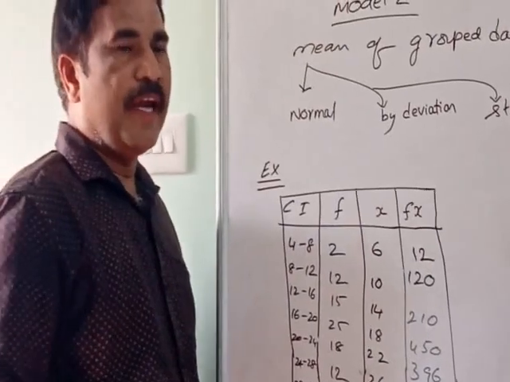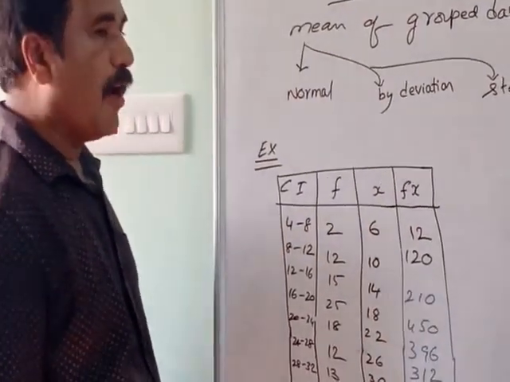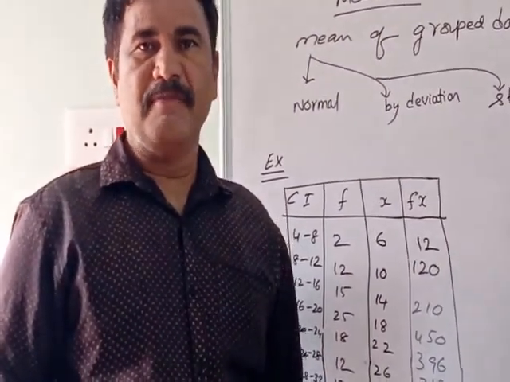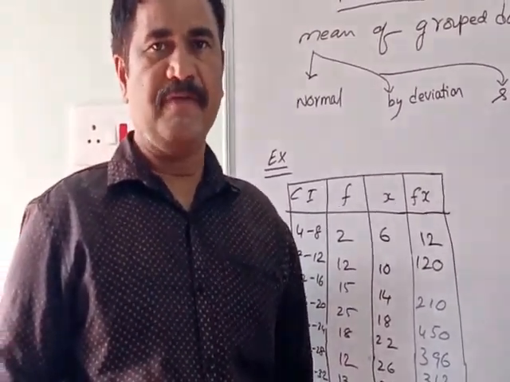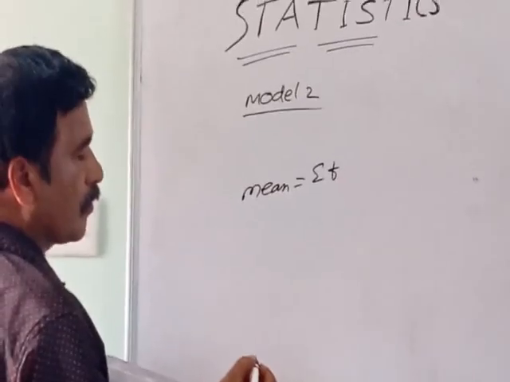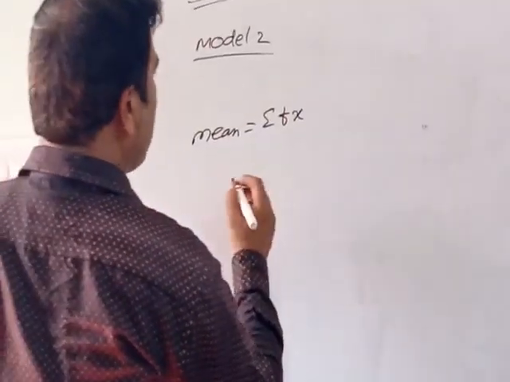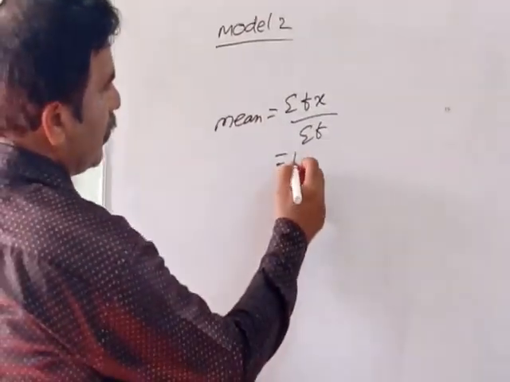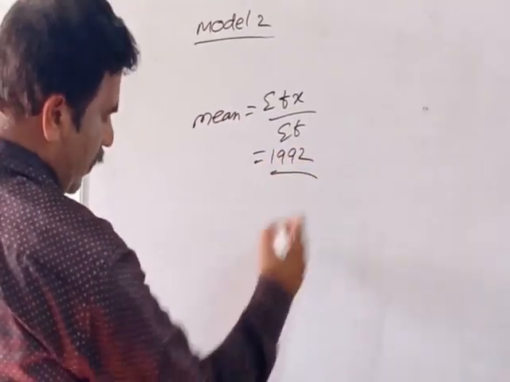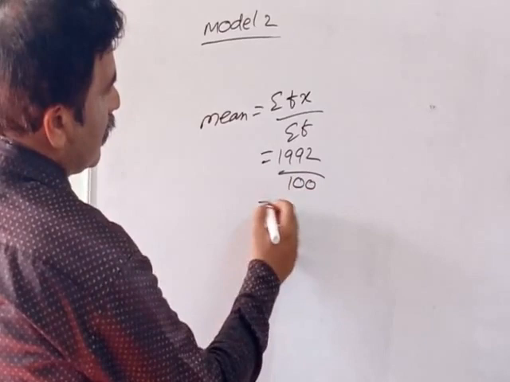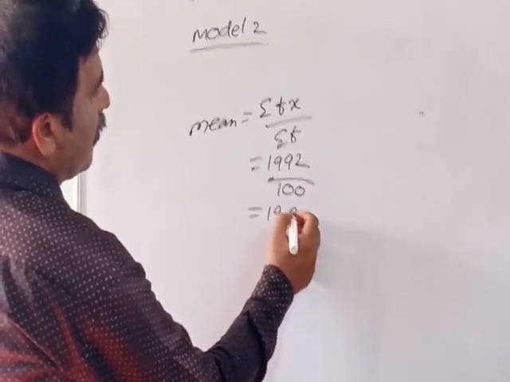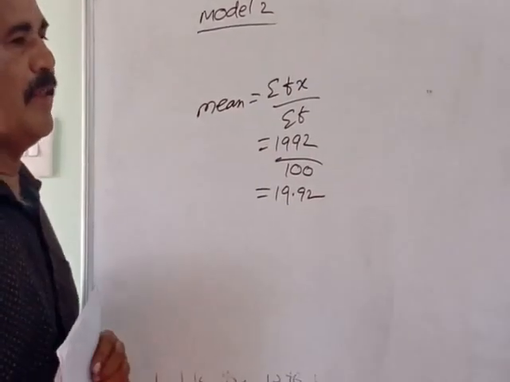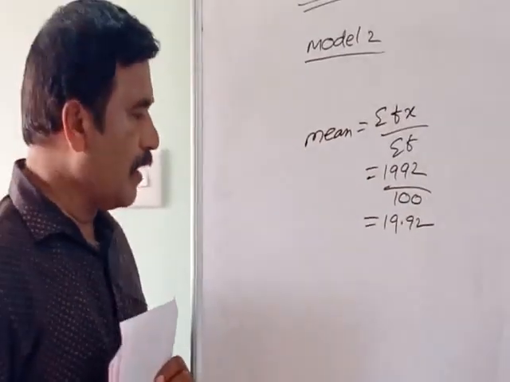Now we need to find the mean. The formula is sigma fx by sigma f. Mean is equal to sigma fx by sigma f. Substitute the values: 1992 by 100. Simplify, you will get 19.92. Okay, this is the normal method.